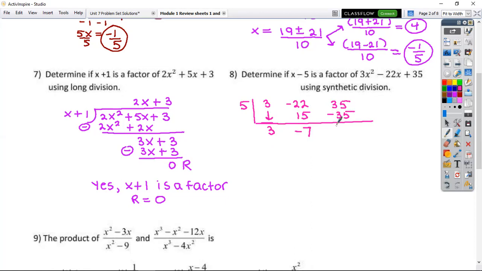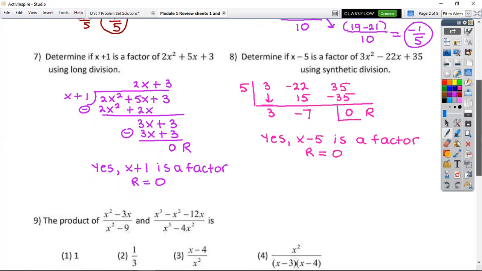And does this also work? Yes. So you're going to make the same conclusion as before. Again, if you get any particular remainder, you just say no. I'm going to say yes. X minus 5 is a factor. My reasoning, I have no remainder or a remainder of 0. I'm going to just say remainder equals 0. Okay. Questions on any problems from that page?